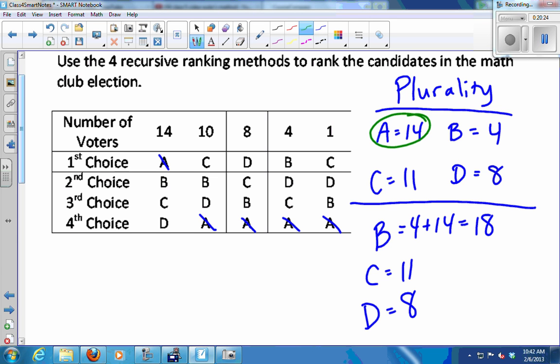B is the first loser, right? Anybody remember those t-shirts? Second is the first loser. Nobody remembers?